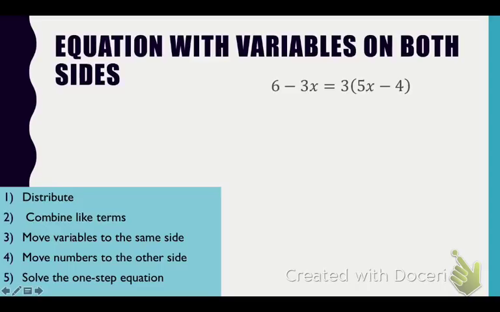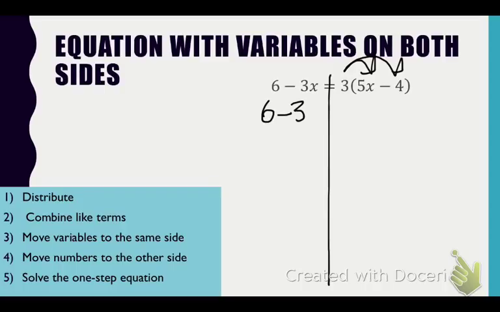All right, one more of this kind. So again, same process, it just looks a little bit different. So first thing I need to do is distribute. So I'm going to distribute. I'm going to rewrite 6 minus 3x equals 15x minus 12.